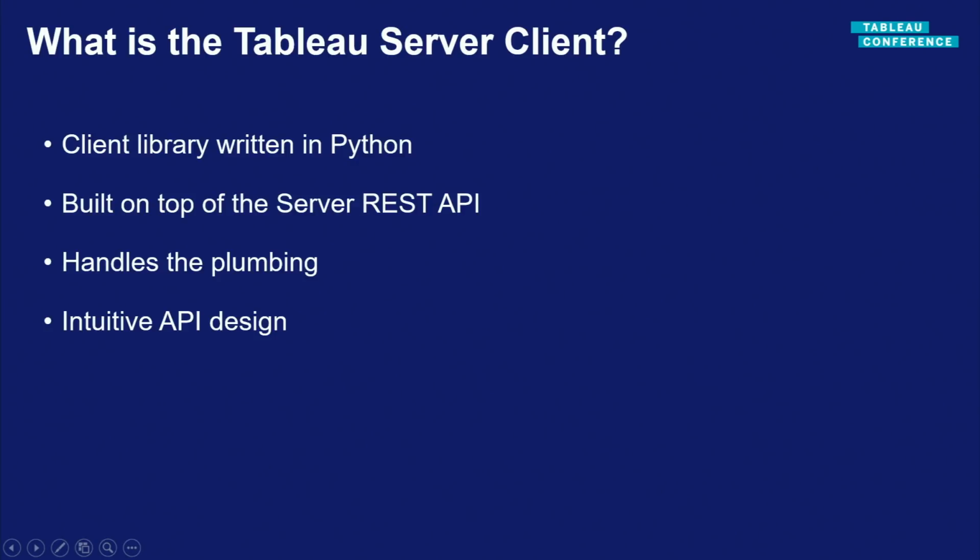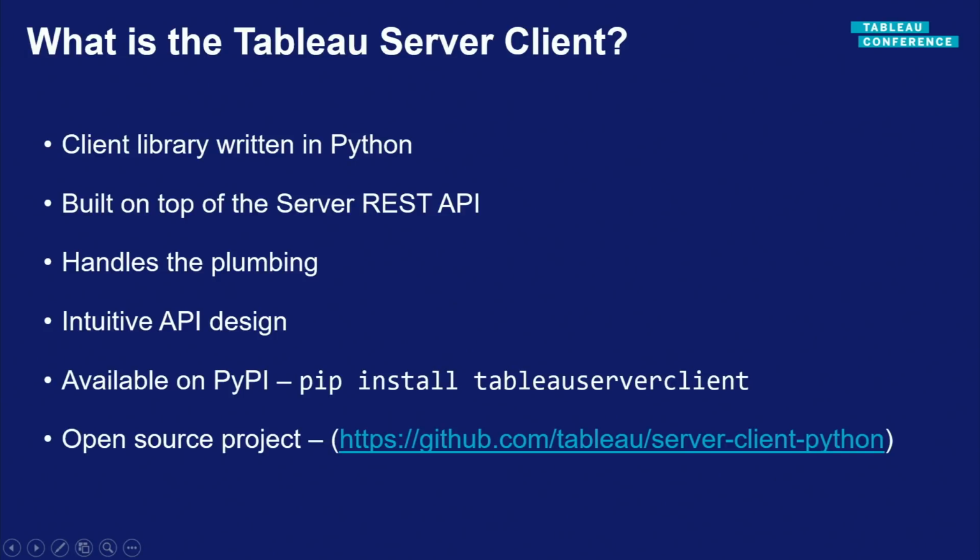If you have like 100 workbooks on server, and you query for all of them, it's not easy to see all of them in one giant XML. With its intuitive API design, the TSC does all of that for you seamlessly. It's also available on PyPI, which is the Python global repository. So if you want to download the latest version of TSC, all you have to do is go to terminal and type in pip install tableauserverclient, assuming you have pip installed.